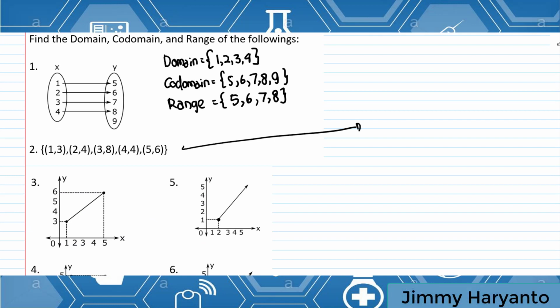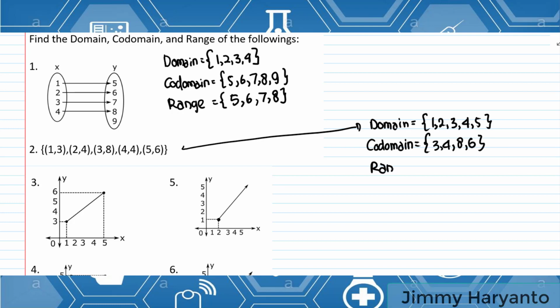So for this one, the domain will be the set values of x, which is 1, 2, 3, 4, and 5. And then the codomain is the set values of y, 3, 4, 8, 4, and 6. Okay, do not write twice, so I can erase this 4 and then 6. Okay, and then the range is also the same as the codomain, yeah, 6.